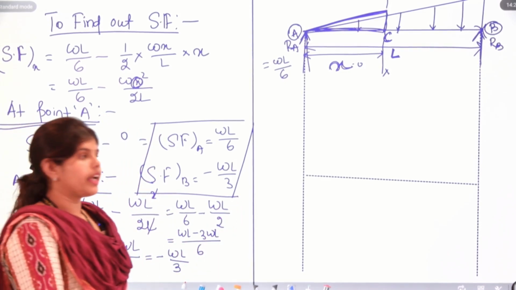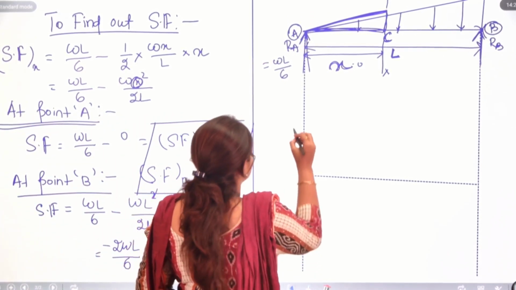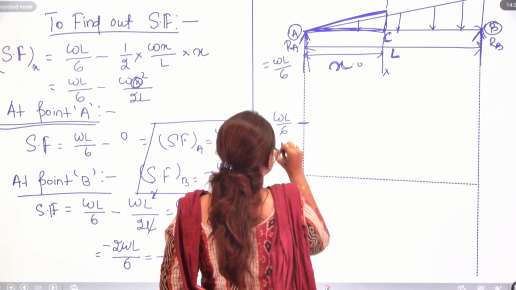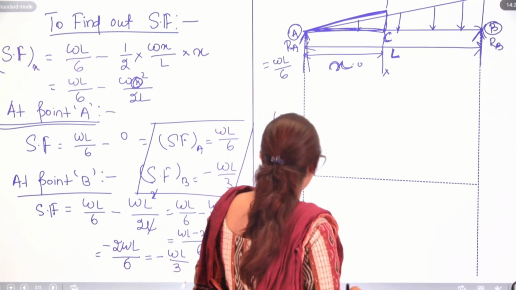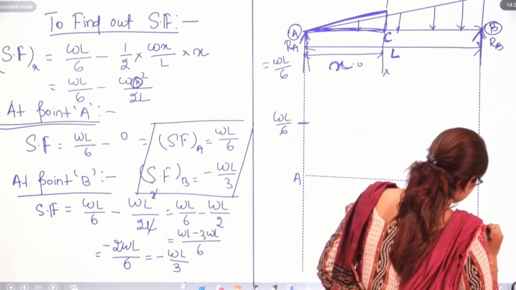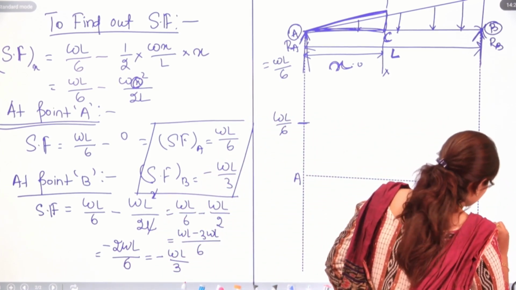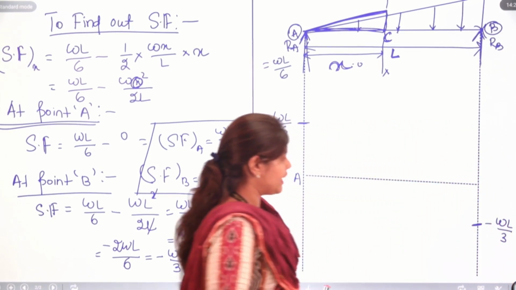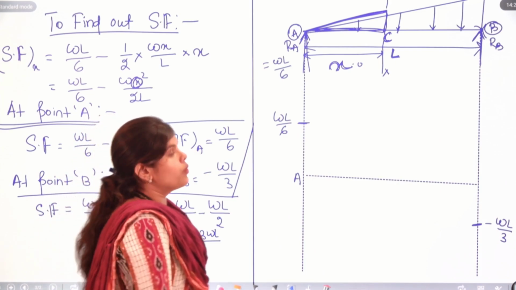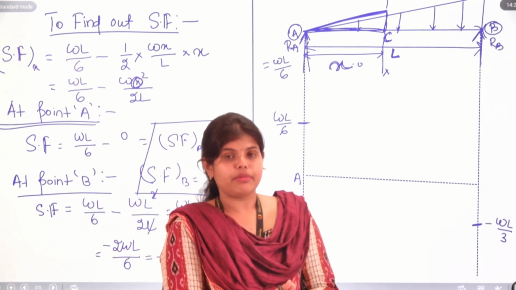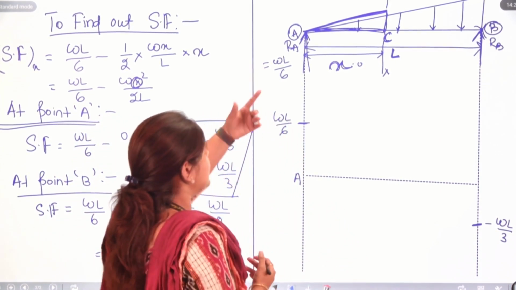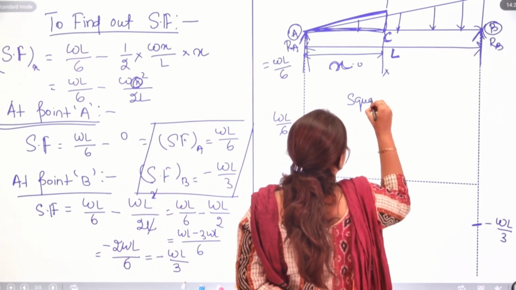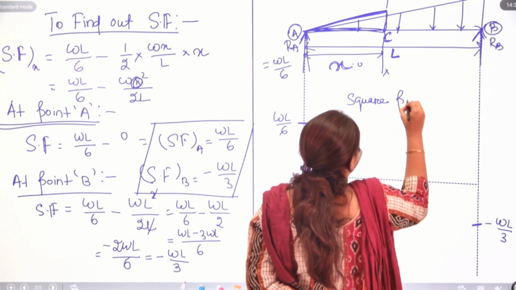So, here we have the shear force at point A, that is WL by 6, and at point B, that is minus WL by 3, right? So, you can remember, while applying UVL in case of a simply supported beam, the structure is going to be a square parabola.